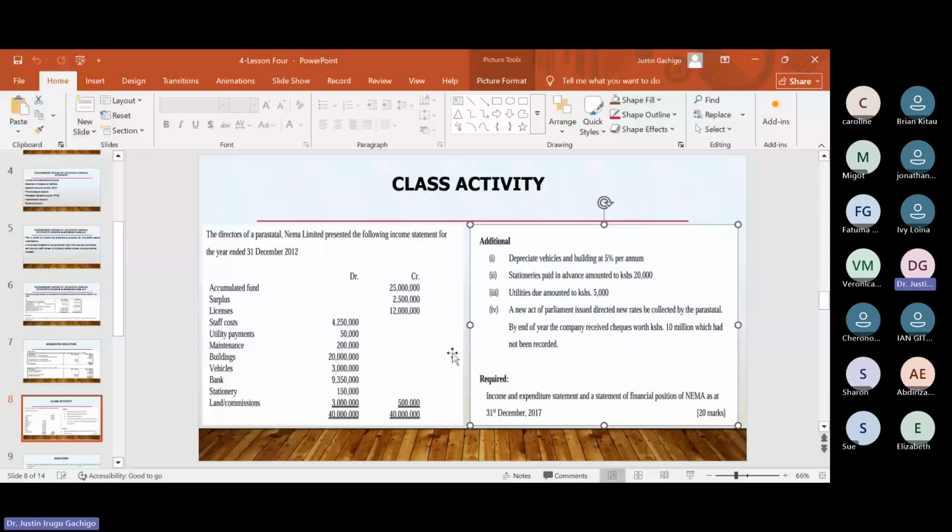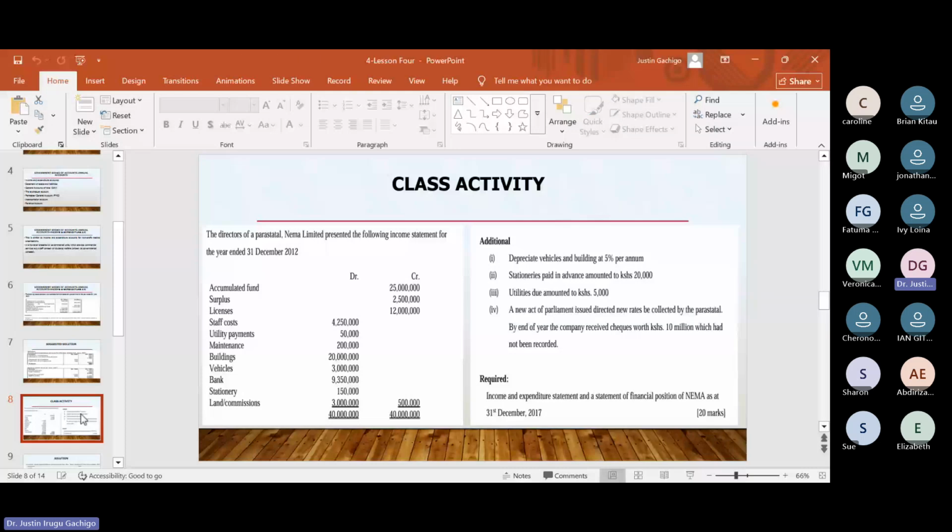Then what are you required? You are required to prepare an income and expenditure statement and a statement of financial position of NEMA as at 31st December 2017. And that is a 20-mark question. So let us look at the suggested solution.